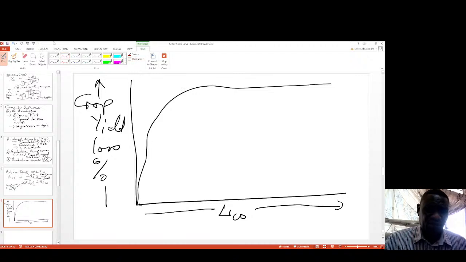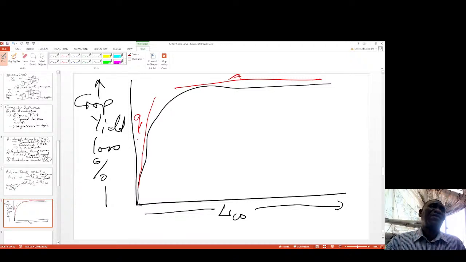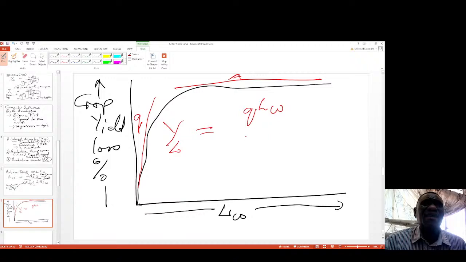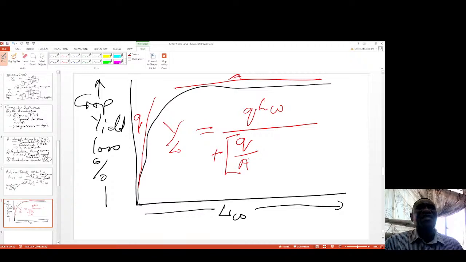Two parameters, A, but this one they called Q instead of I. Now for yield loss, they multiply the Q, which is the slope, by relative leaf area, which is LW, over, then they put a 1 here, plus, or in brackets, Q over A. A is the maximum yield loss.